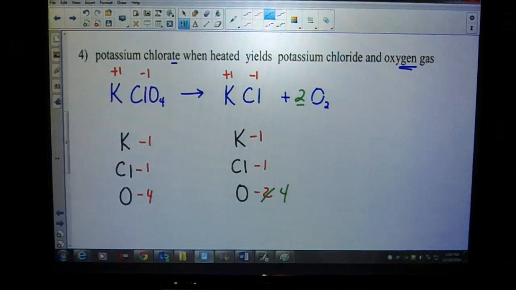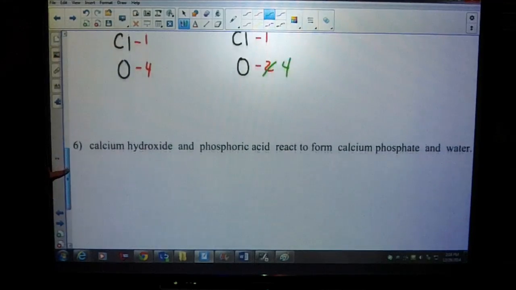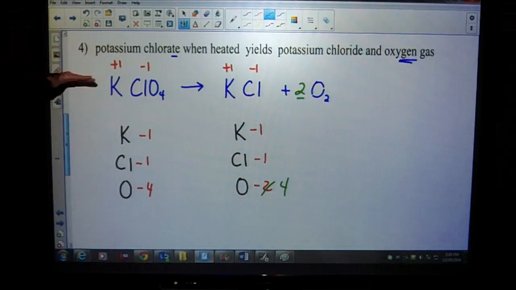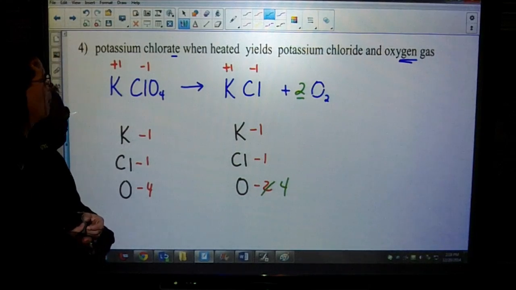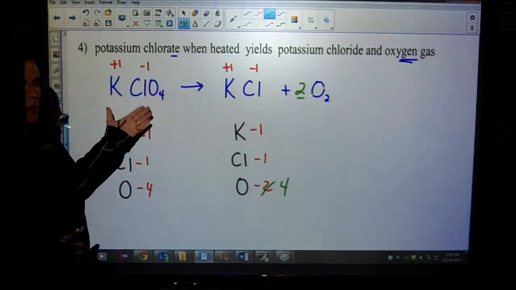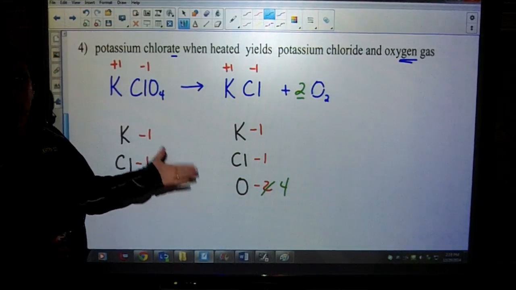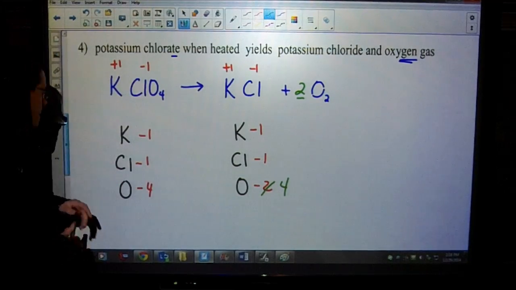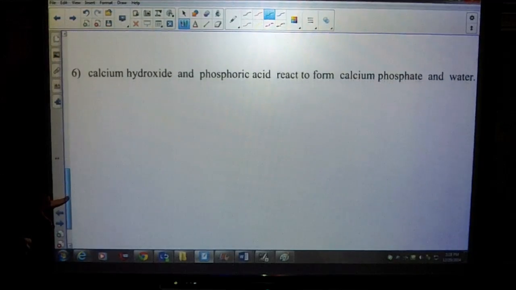Sometimes they are just that easy. All right, number 6, but it wouldn't be that easy if you didn't balance these out correctly. And like I said in the example video, if you don't have this written out correctly, it's going to be extremely difficult, if not impossible, to balance out. All right, number 6.